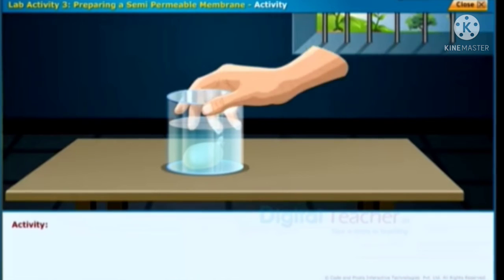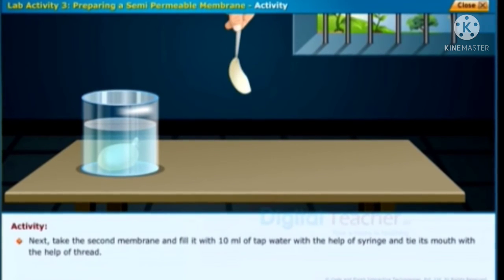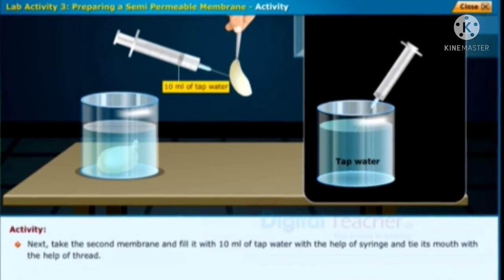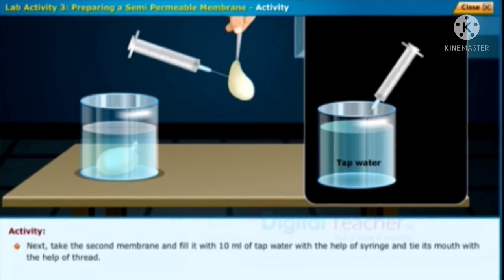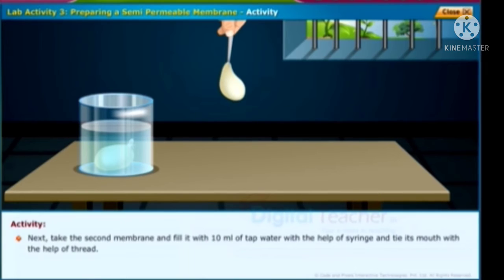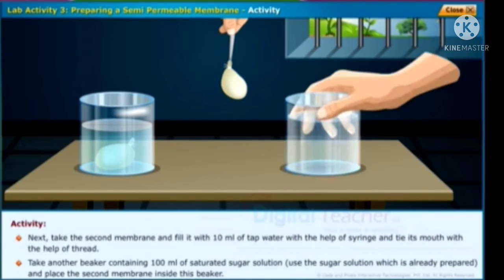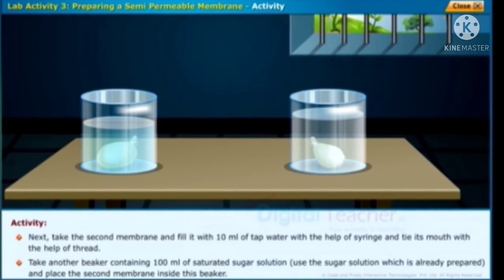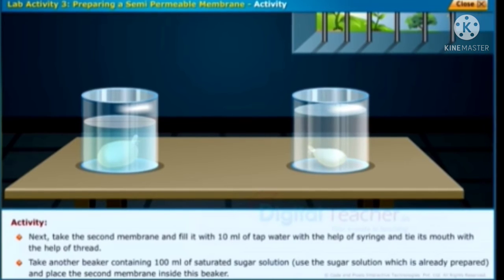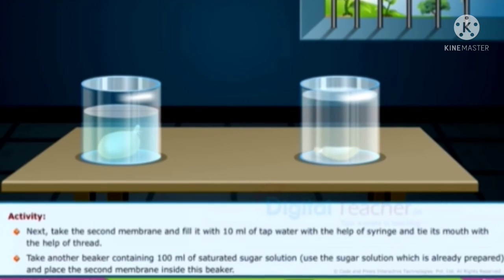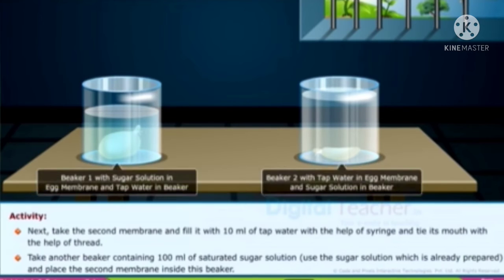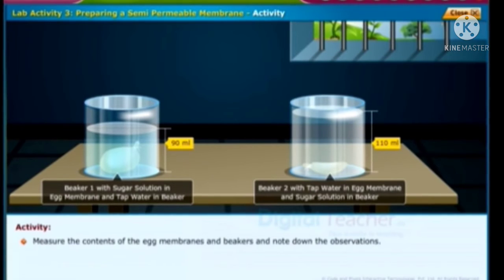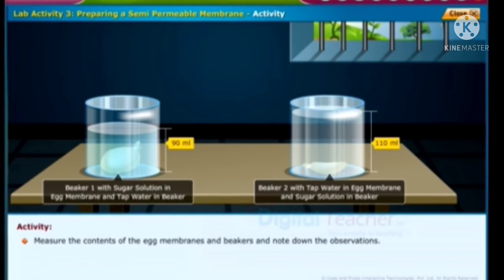Now coming to the next step. So take the second membrane and fill it with 10 ml of tap water with the help of a syringe and tie its mouth with the help of thread. Take another beaker containing 100 ml of saturated sugar solution and place the second membrane inside this beaker like this way. So measure the contents of the egg membranes and beakers and note down the observations.